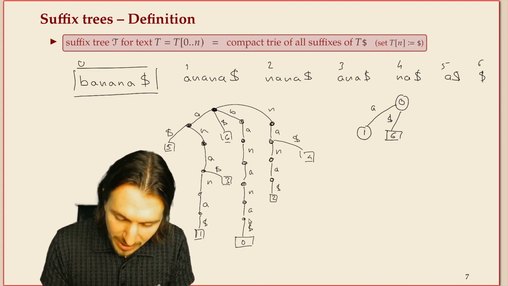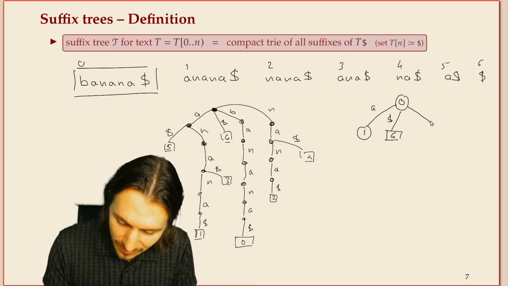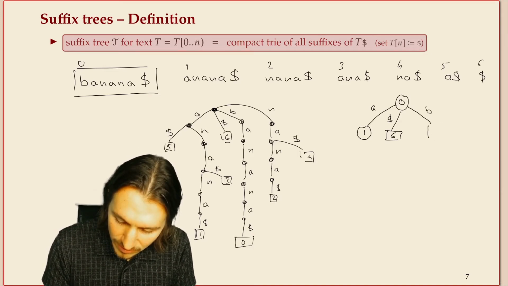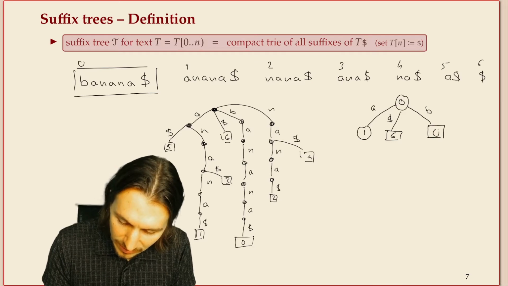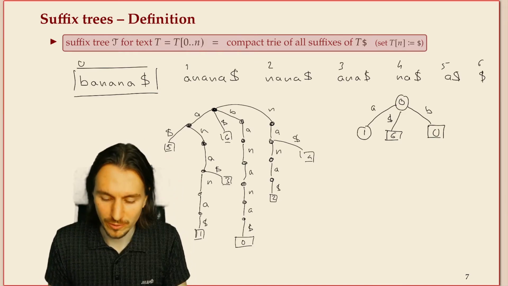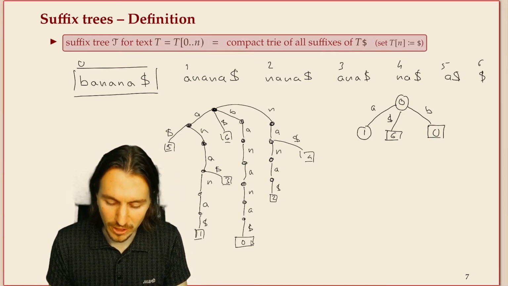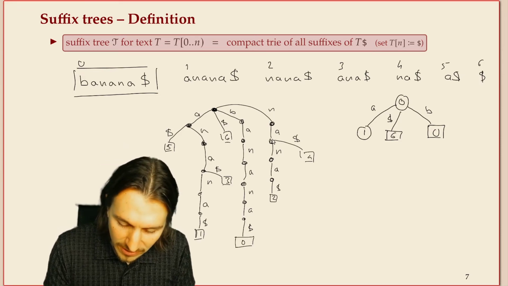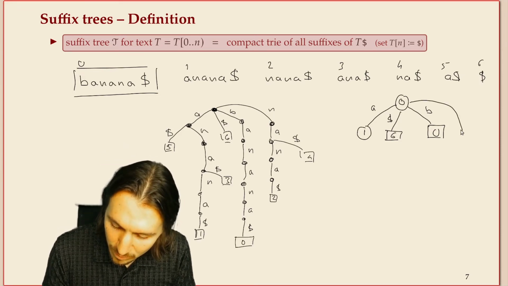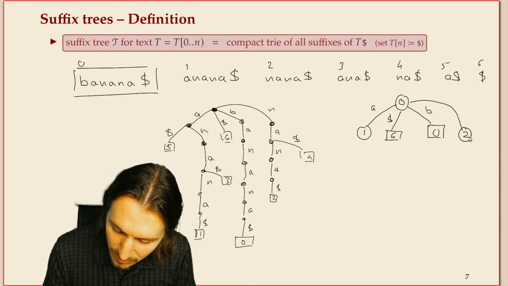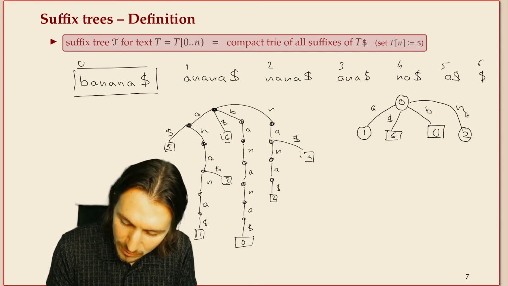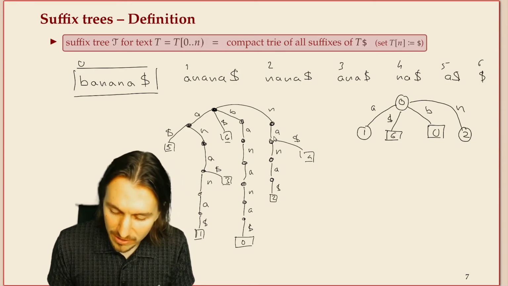Here the banana is actually contracted into a single edge and leads immediately to the leaf. Okay, so here we got rid of a lot of nodes. And in the last case, we branch off to a node that now looks at the second letter. It starts with an N. We get rid of the A here.